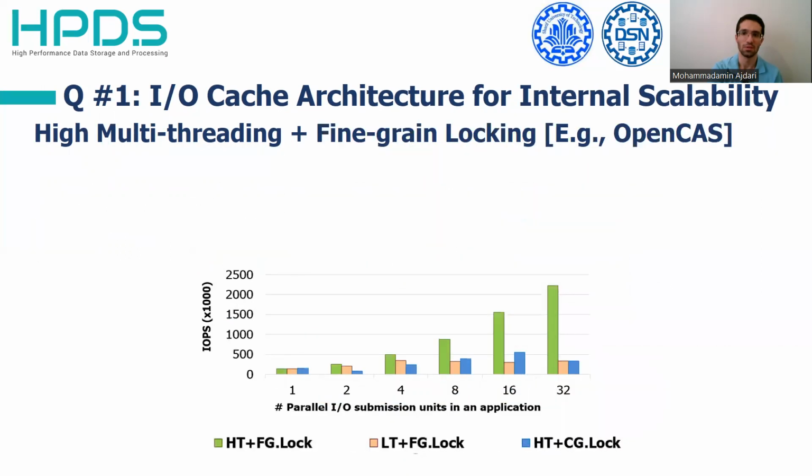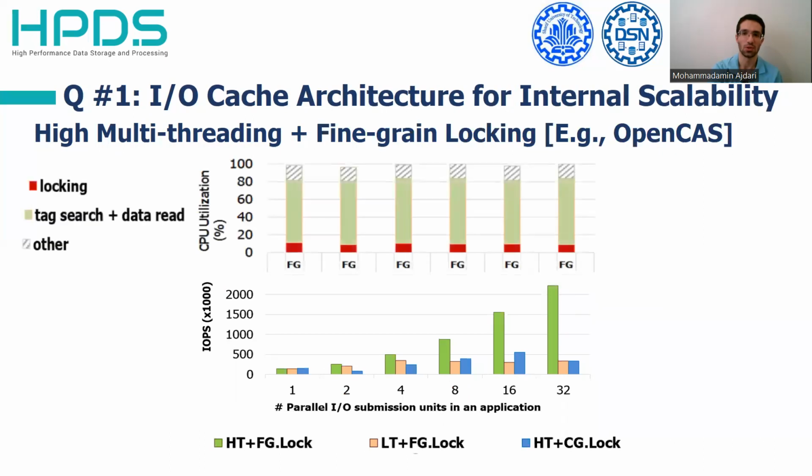Finally, for an IO cache with a high number of threads and fine-grained locking, we observe almost linear scalability with the number of IO jobs. Our CPU profiling also shows balanced utilization of resources and minimal spin locks. Thus, to design a scalable lookup logic for IO caching in emerging environments, matching the number of threads to the CPU cores and fine-grained locking is essential and provides multi-million IOPS.